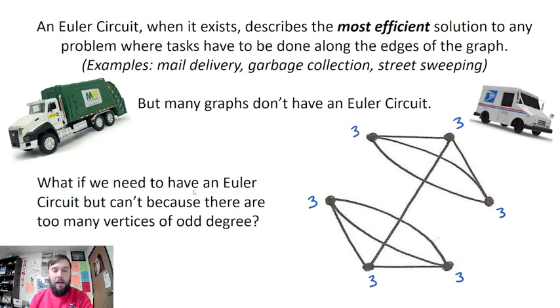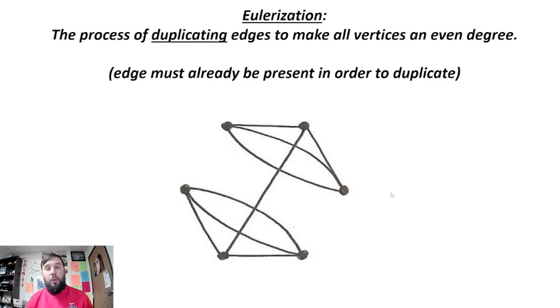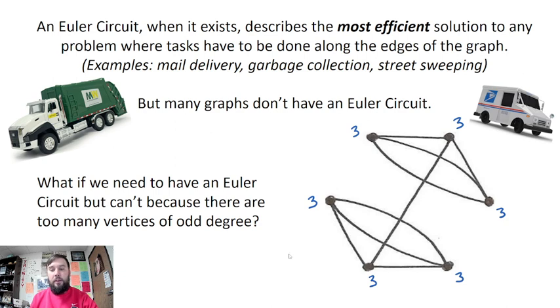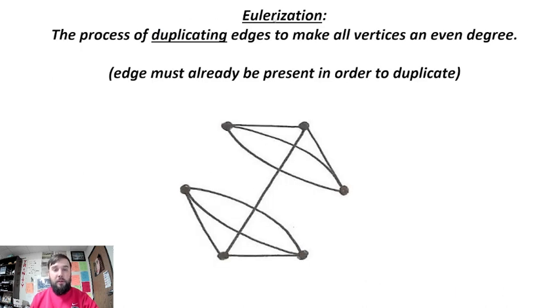So what if we need to have an Euler circuit, but we can't because there are too many vertices with odd degrees? Well, in this case, what we'll be doing is Eulerization. This is the process of duplicating edges to make all vertices an even degree. In the last one, we saw that all the vertices are odd. I need to make them even in order to have an Euler circuit. So we're going to Eulerize this graph, meaning duplicate edges, or backtrack down some of these edges. That would be the practical application there.